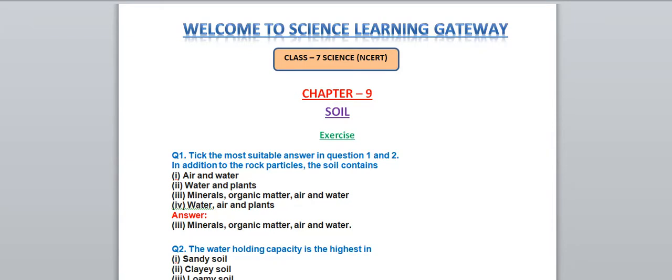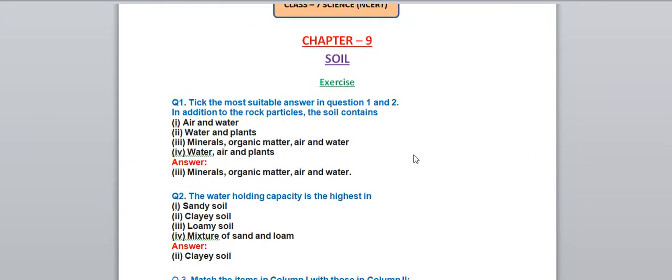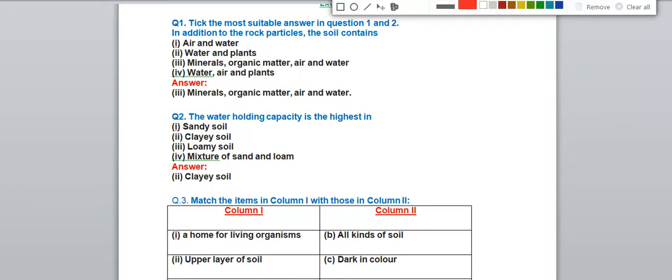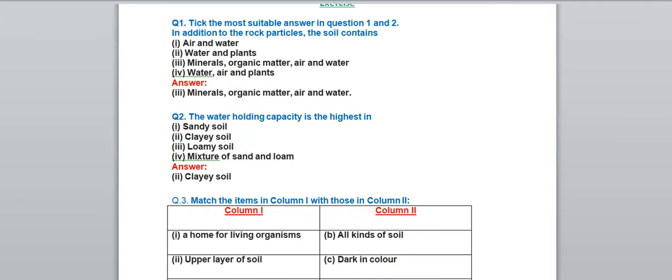So let's start with the question answers of chapter number 9 soil. First question, what we have, choose the correct answer. Take the most suitable answers in question number 1 and 2. Both question number 1 and 2 are multiple choice questions in which 4 options are given. From that we have to select the most suitable, most correct answer. So let's discuss question number 1.